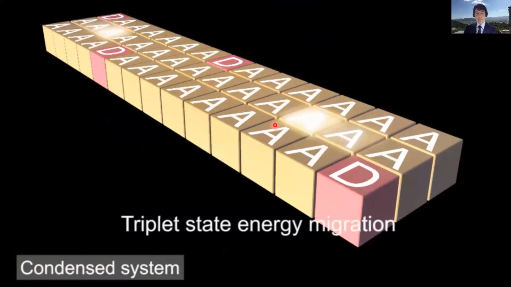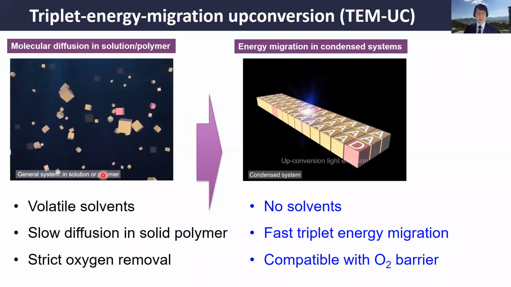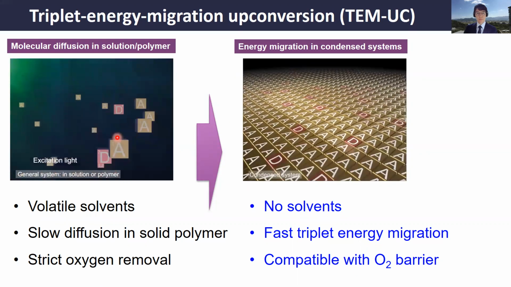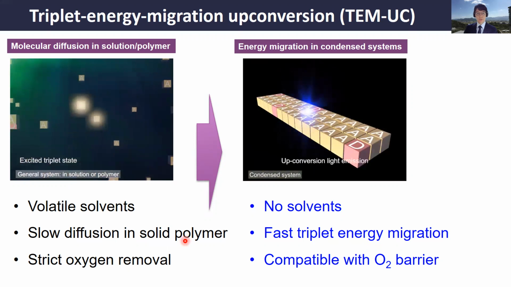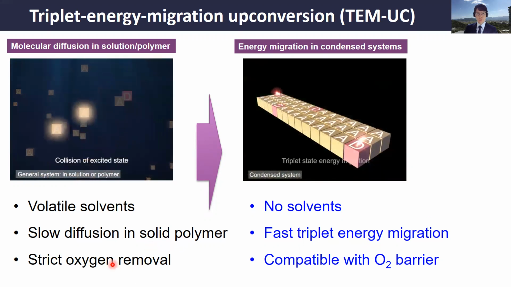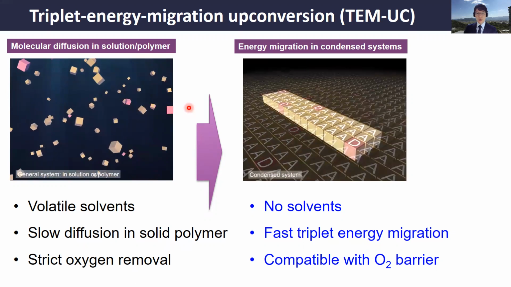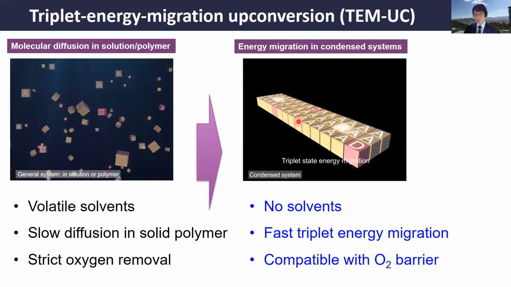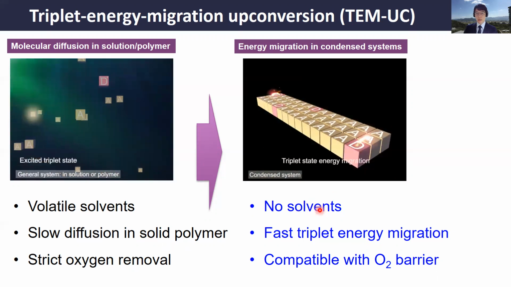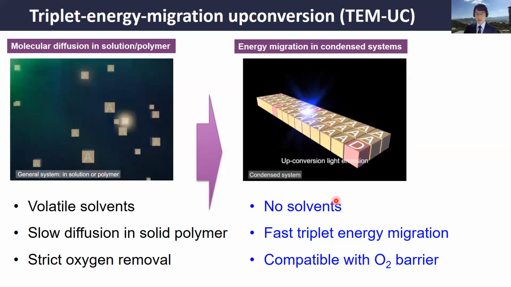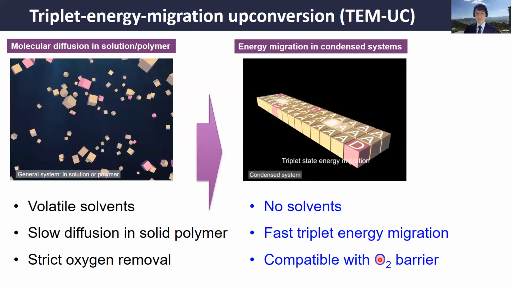But why do we need that? Because we see several severe issues in this molecular diffusion upconversion. For example, you need volatile solvents, the diffusion is quite limited in solid systems, and you need to strictly remove oxygen to avoid the quenching of the triplets. So we have proposed to shift from molecular diffusion to exciton diffusion, because now you need no solvents, and you can also achieve upconversion at low excitation intensity if the triplets migrate fast enough. And also it should be compatible with oxygen barrier materials.